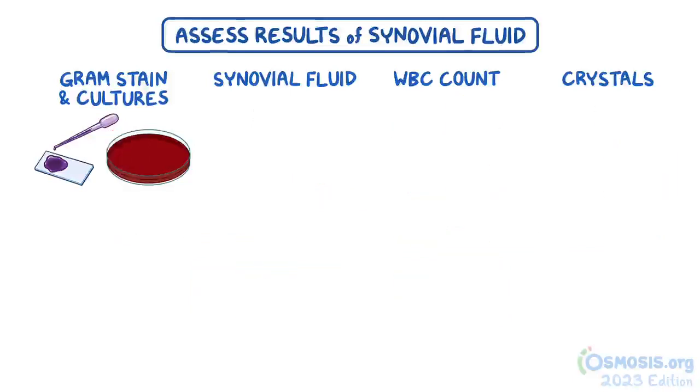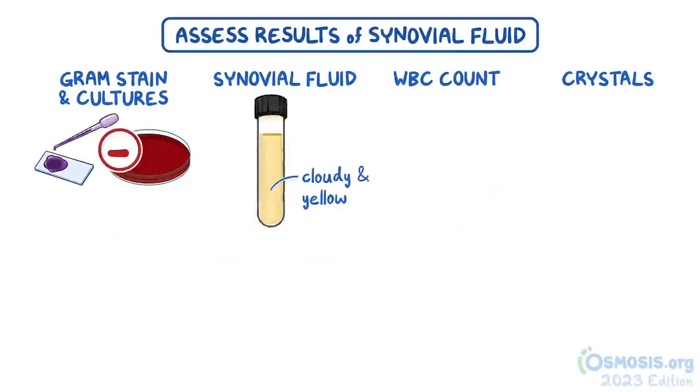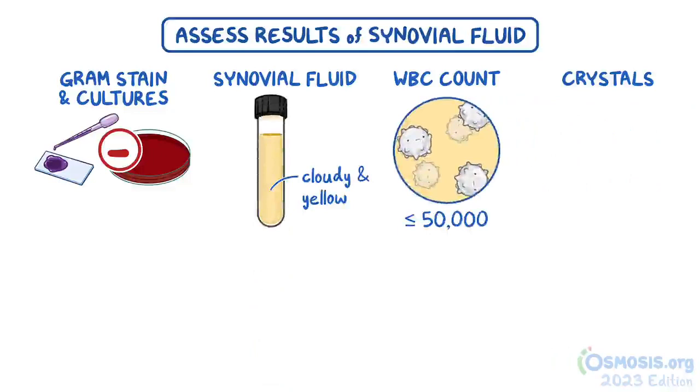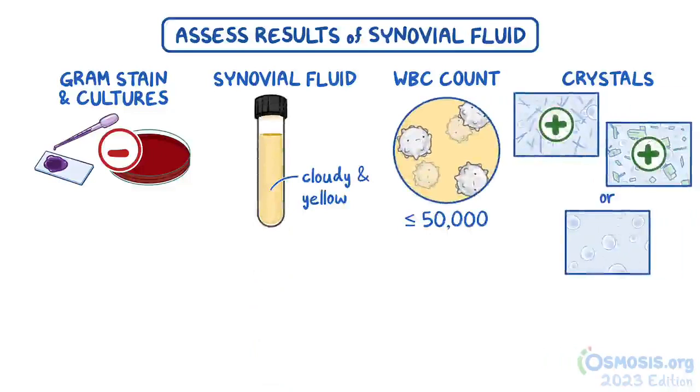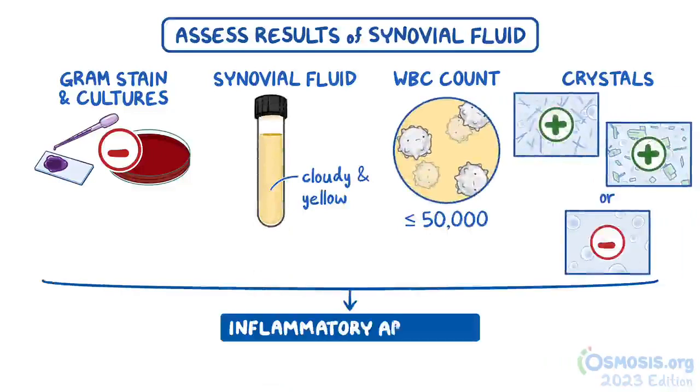On the other hand, if gram stain and culture are negative and the synovial fluid is cloudy and yellow, containing a cell count up to 50,000, and with or without positive crystals, you should think of inflammatory arthritis. In this case, consider either gout or calcium pyrophosphate deposition disease, which are associated with positive synovial fluid crystals, or rheumatoid arthritis, in which there are no crystals present.